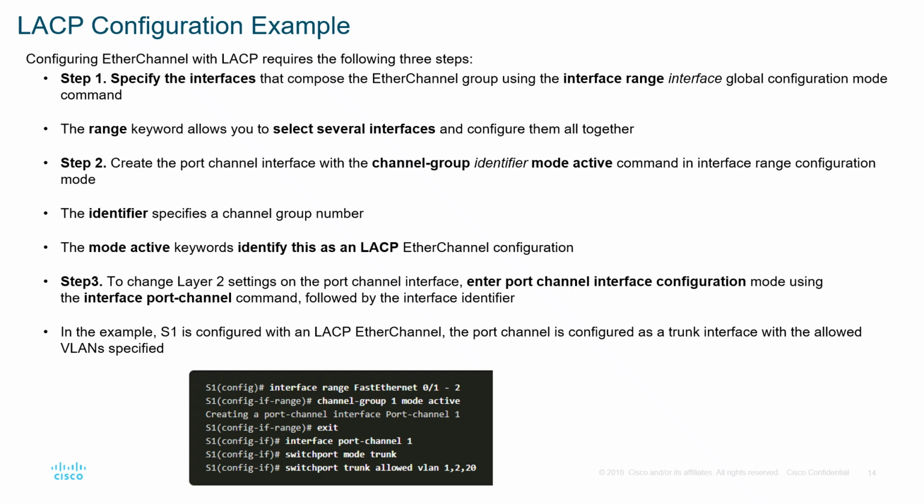So here's where you need to know the difference between the modes of PAgP and the modes of LACP. Step 3, to change Layer 2 settings on the port channel interface, enter the port channel itself using the interface port-channel command followed by the interface identifier. So in this example, S1 is configured with an LACP EtherChannel. The port channel is then configured as a trunk interface with the allowed VLANs specified.